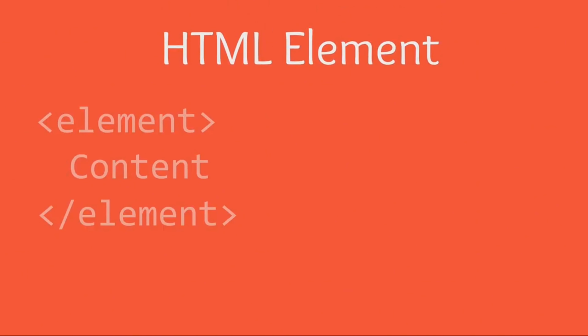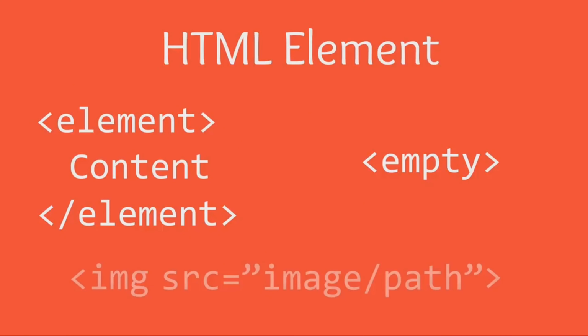Most HTML elements are composed of a start tag, an end tag, and some content between these tags. The content inside these tags can either be text or other HTML elements. There are some tags, however, that have no content and thus have no end tag. These are called empty elements. The image tag is an example of an empty element.